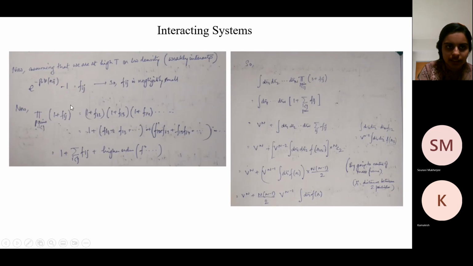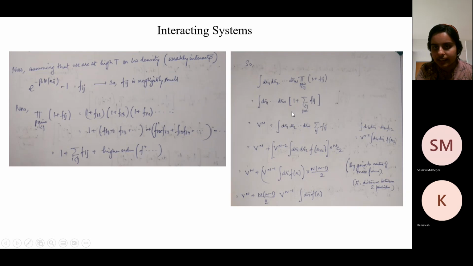So what we do here is we now assume that the system is weakly interacting, which means the particles are quite far apart. So we are at a high temperature or low density. That means, if beta is 1 by kT, then at high temperature this Fij will be negligibly small. So if we do that, we can ignore the higher order terms. So this product of 1 plus Fij over all the pairs can be written as 1 plus summation over i less than j of Fij, and these are the higher order terms. Okay. So we put that here.